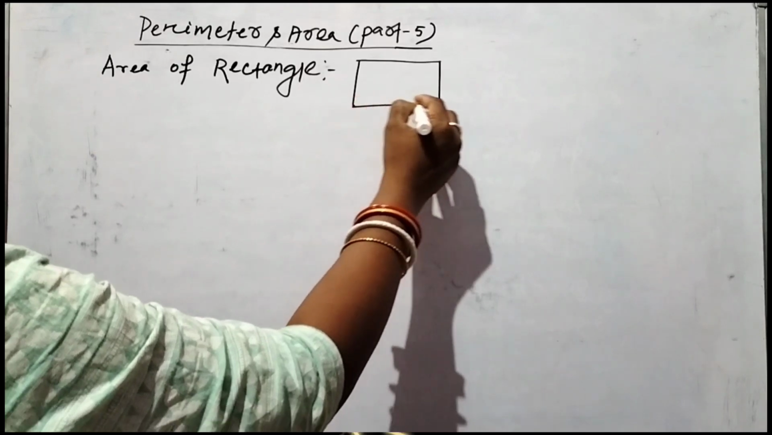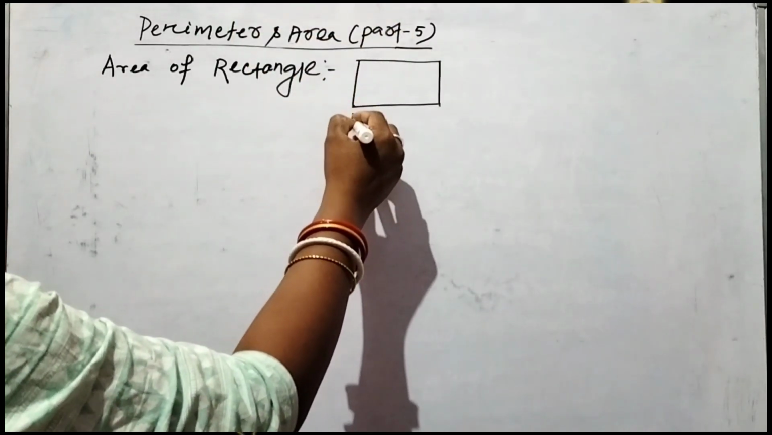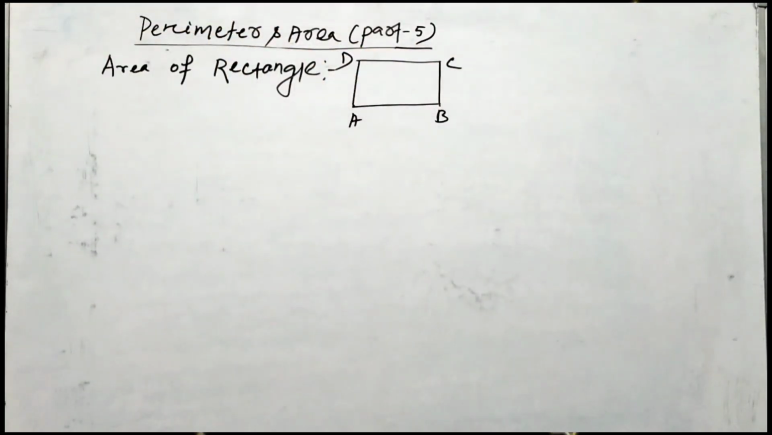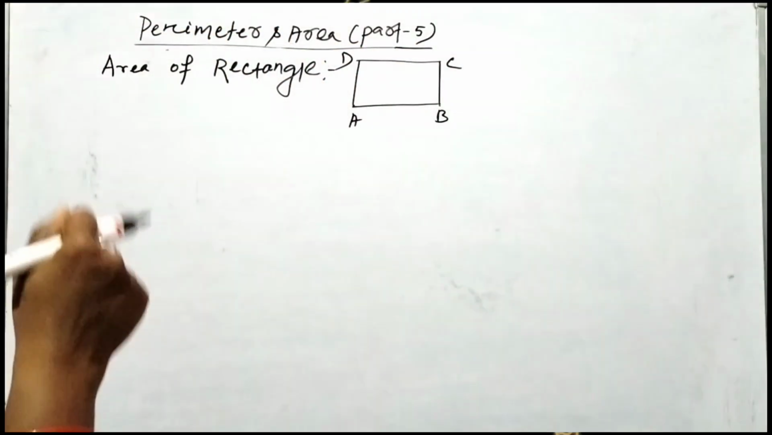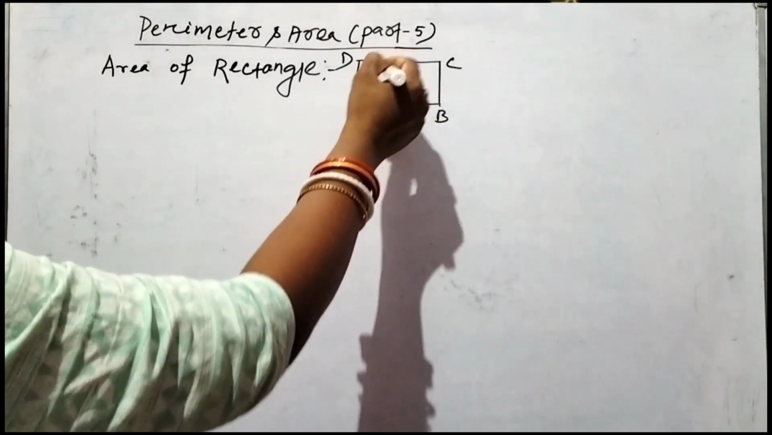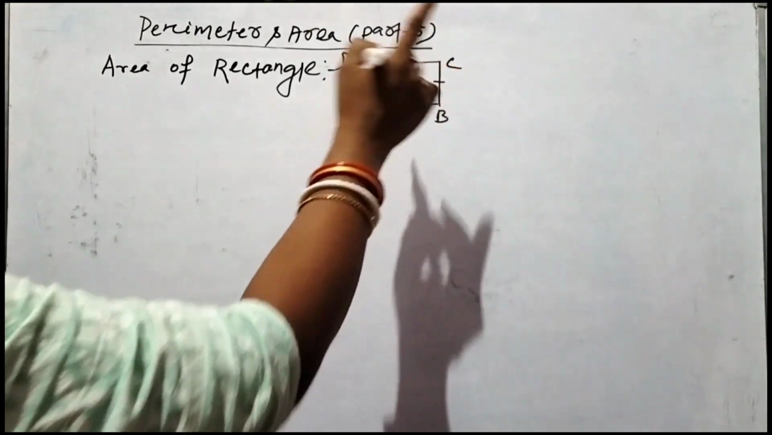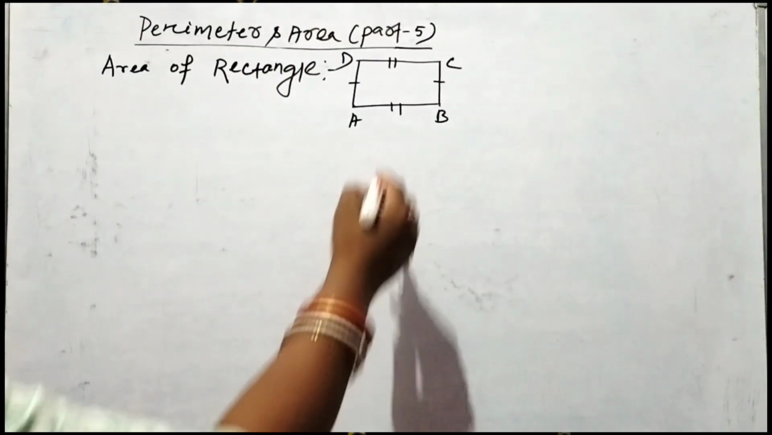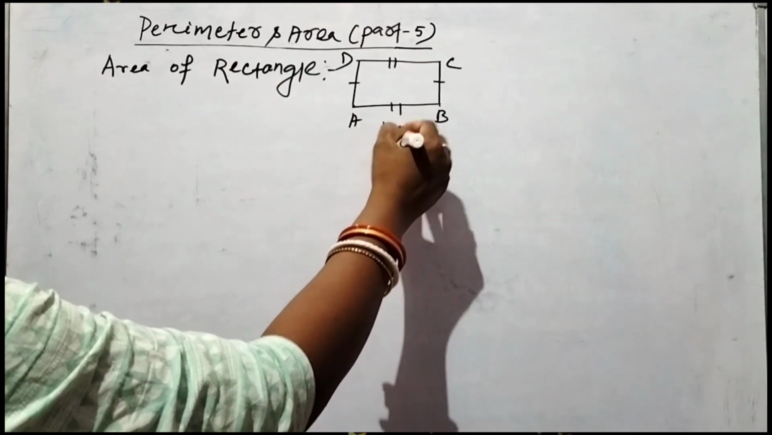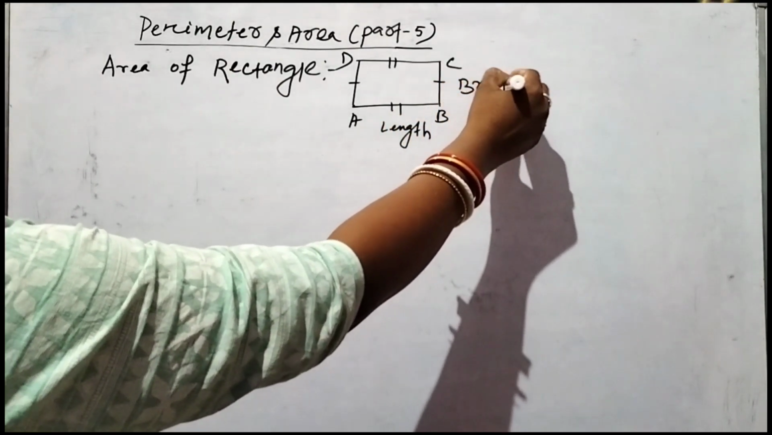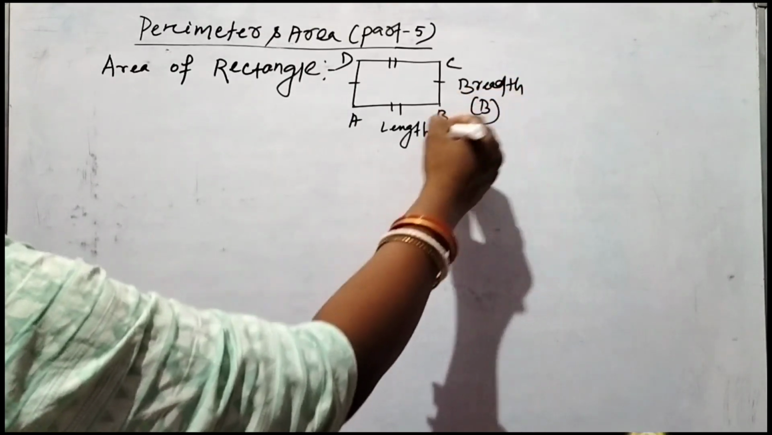As all of you know, a rectangle is a closed figure and it is also a polygon. Opposite sides are equal and parallel. Each angle of the rectangle is 90 degrees. The longer side is known as the length, L units, and the other is known as the breadth, B units.